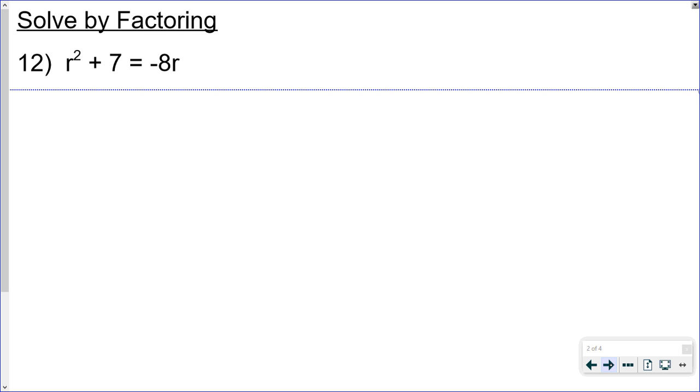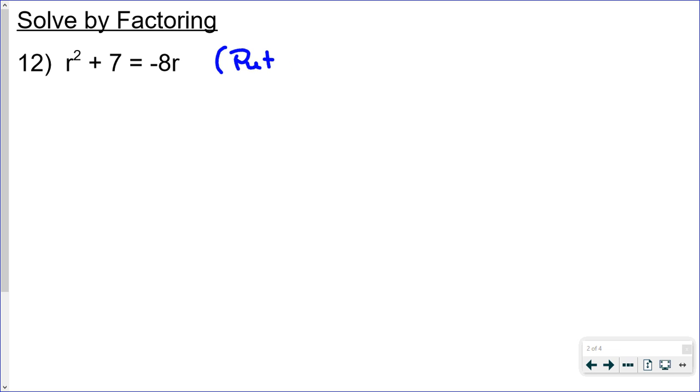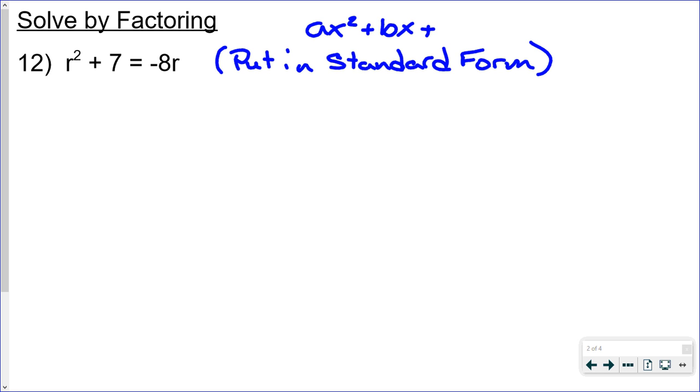All right, so let's look at an example of solving one by factoring. The first thing you do if you're going to solve it by factoring is put it in standard form. I'm going to put this in standard form. If you don't know what standard form is, it's ax squared plus bx plus c. So I'm going to move the negative 8r to the other side by adding 8r to both sides. So plus 8r, plus 8r. And so what I end up with is r squared plus 8r plus 7 equals 0.